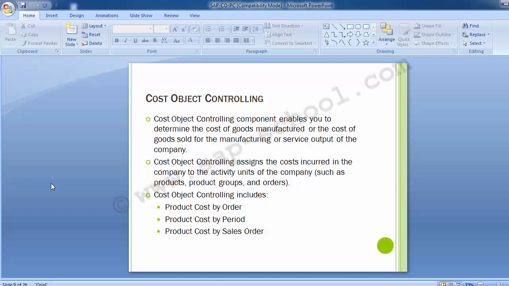The function of cost object controlling is used on the basis of lots or periods. So I said that the cost object controlling includes product cost by order, if we are producing at order level, that is make to order. Then there is product cost by period, where a time period is assigned, and the product cost by sales order.